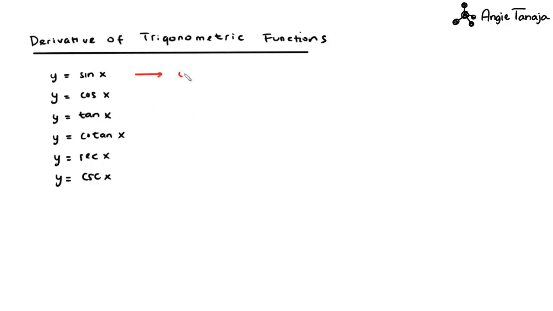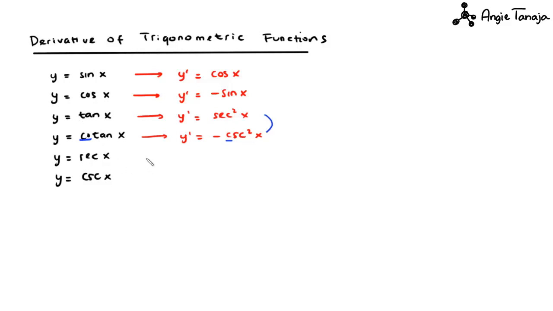The derivative for sine x is cos x, and then the derivative of cos x is negative sine x, while the derivative of tangent x is secant square x, while the derivative of cotangent x is negative cosecant square x. If you see here, actually there is a pattern. If it is tan, then it will be secant square. But if it is cotan, it will be cosecant square. So it can easily be memorized just by looking at the prefix.